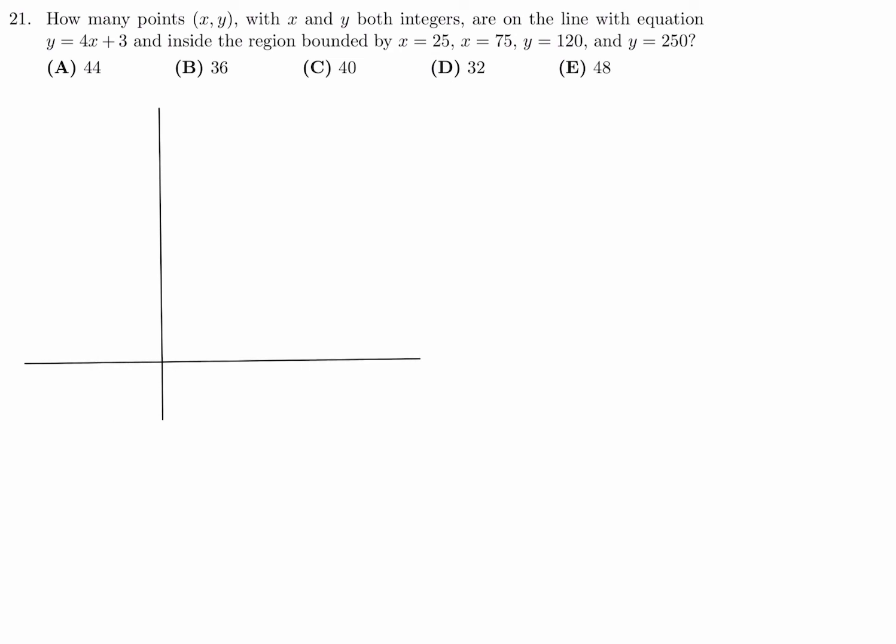So let's draw this entirely based on the boundaries that they've given me. So we got 25 and 75, so approximately here and here. And this won't be drawn to scale, but 120 and 250. So approximately something like that, where this is 25, this is 75, this is 120, and this is 250.